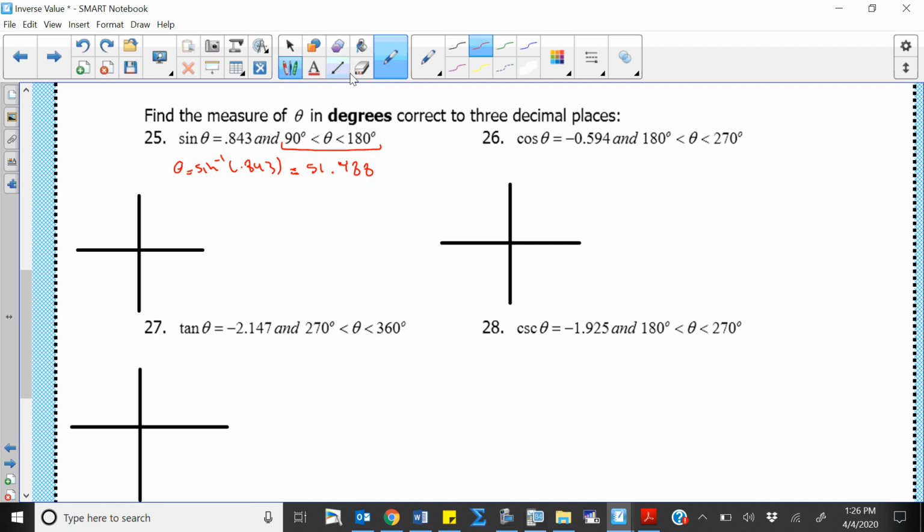458. I'm sorry. 458. The next number was 2 because it was less than 5. We rounded as just 458. Okay, so this is my answer, but the angle that is given here, 51.458 degrees, is not between 90 and 180. It's less than 90. So how do I find the angle which is between these? The calculator is not giving me the answer that I need.